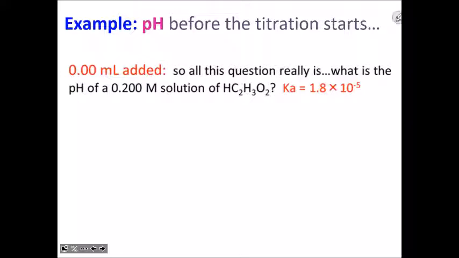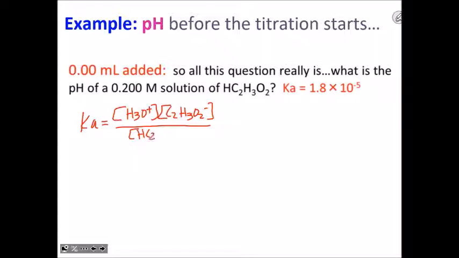Now, you can write out the whole equation and the whole rice table. At this point, I don't think it's necessary to write out the whole rice table. But what I would like to see for your work is making sure that you write out the Ka expression. So, write out the Ka expression, what's going to be the products? Hydronium and acetate, good. So those are going to be our products. That's the conjugate base and hydronium, and what goes on the bottom? The acetic acid, the original acid.